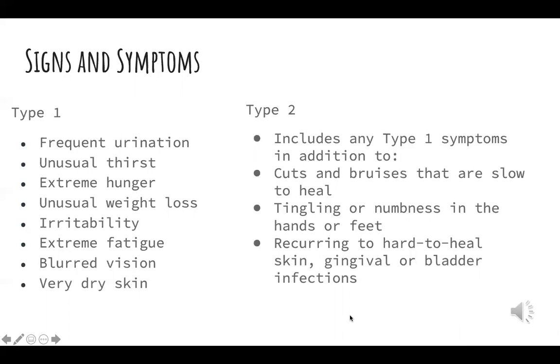Symptoms. Type 1 diabetes: frequent urination, unusual thirst, extreme hunger, unusual weight loss, irritability, extreme fatigue, blurred vision, very dry skin. Type 2 diabetes includes any type 1 symptoms in addition to cuts and bruises that are slow to heal, tingling or numbness in the hands or feet, and recurring or hard to heal skin, gingival or bladder infections.